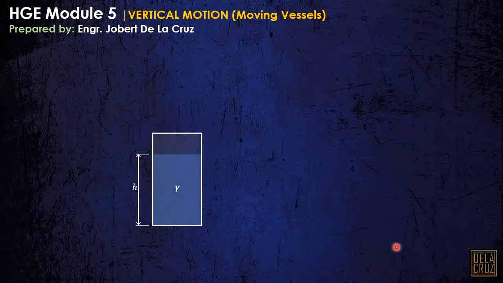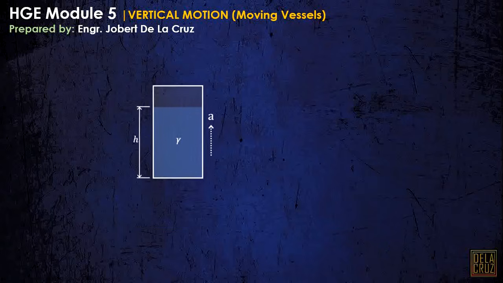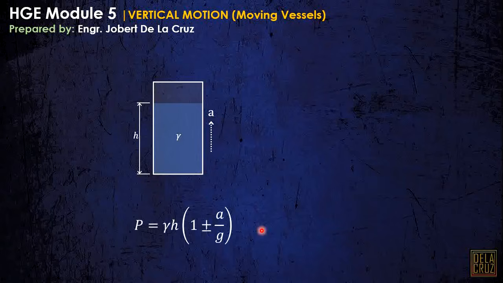Now, we have also the vertical motion. Now, if we are to imagine this one, if this body will be moving upward with an acceleration a, walang magbabago sa orientation ng ating water surface, no? But yung magbabago dito is the pressure, maximum pressure or the bottom pressure ng ating vessel. And it will be given by this formula. Okay, try to imagine this one.